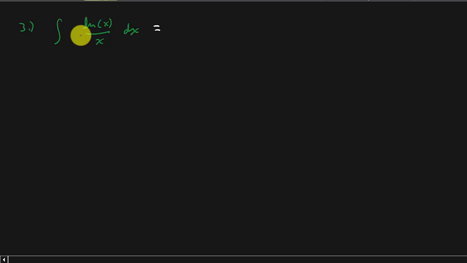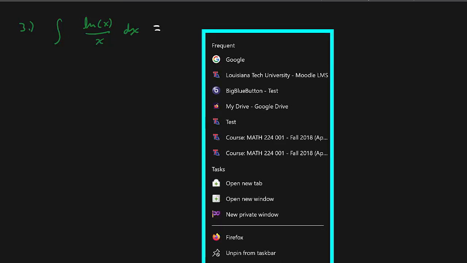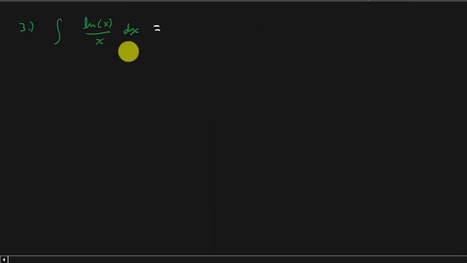What's the derivative of natural log x? It's 1 over x, right? Do you see a 1 over x here? Couldn't I write this as natural log x times 1 over x dx? You see that?